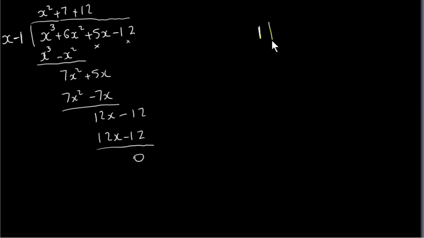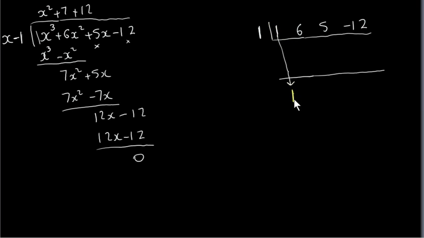Then we write down the coefficients of this cubic expression. The coefficient of x cubed is 1. We leave a gap, write down the coefficient of x squared, which is 6. Then we write down the coefficient of x, which is 5. Then we write down the constant term, which is minus 12. Then we leave a space here, we draw a line, and we just take this coefficient of x cubed, which is 1, and write it down here.